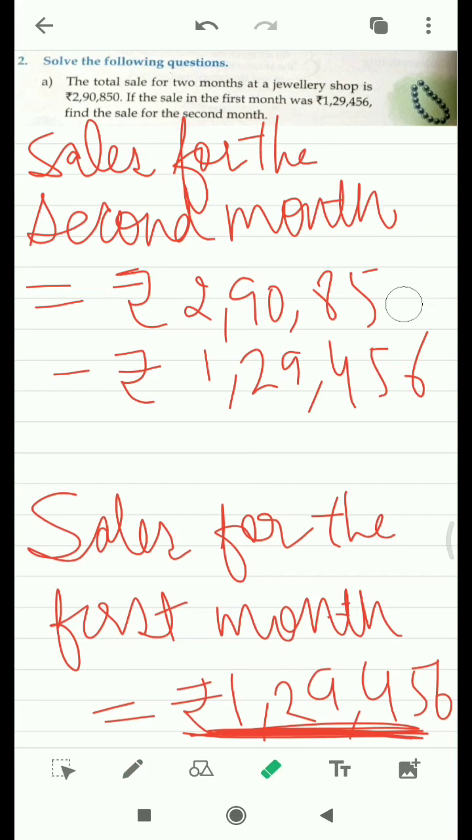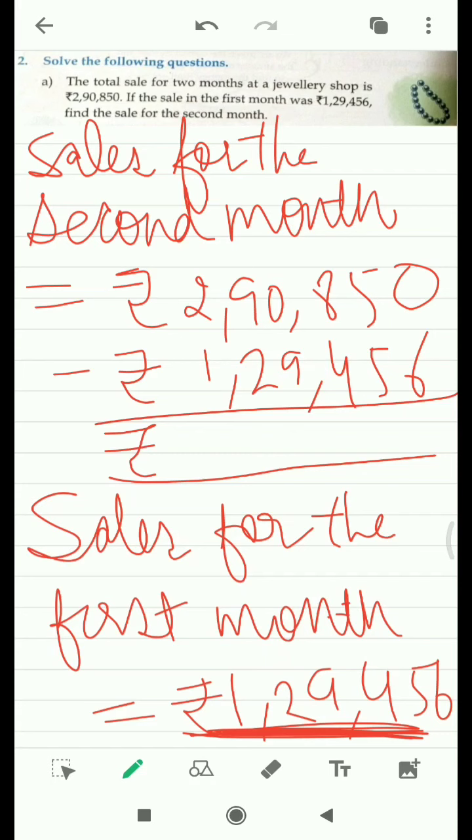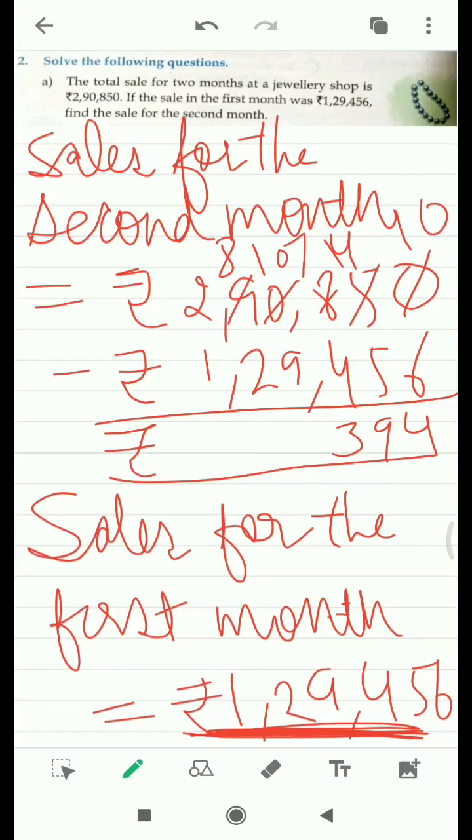So now you see 0 minus 6 is not possible, so we're going to borrow. It's going to be 10. 10 minus 6 is 4. 4 minus 5 not possible, so we're going to borrow now. It's going to be 7. It's going to be 9. 7 minus 4 is going to be 3. 0 minus 9 again not possible, so we need to borrow. 10 minus 9 is 1. 8 minus 2 is 6. 2 minus 1 is 1. So that was the collection or the sales for the second month.